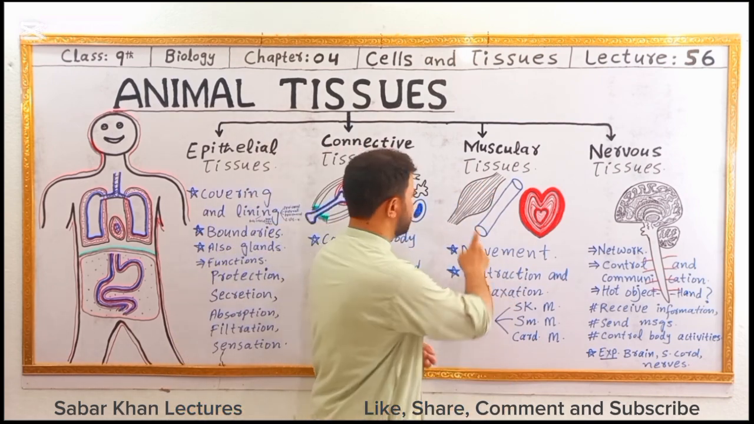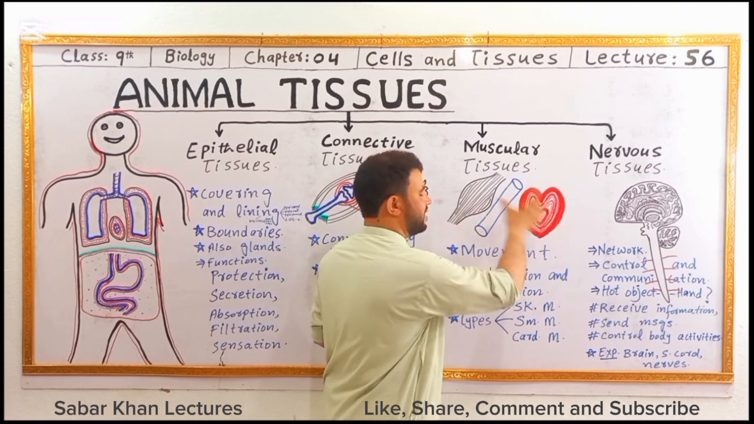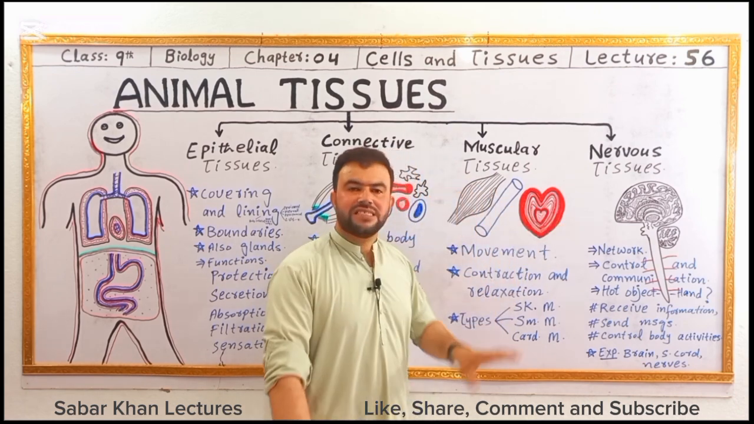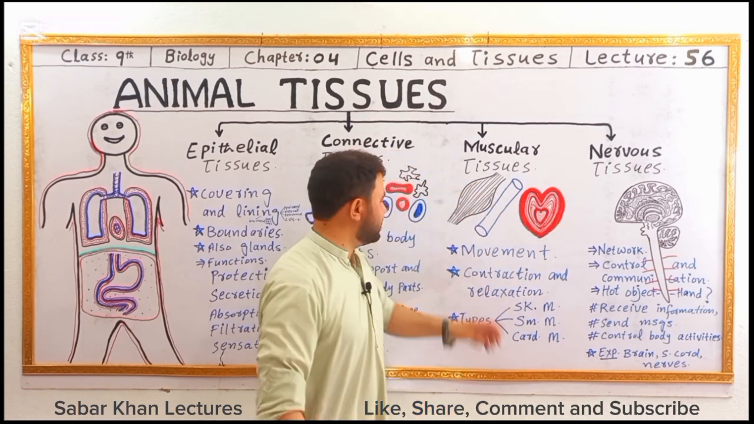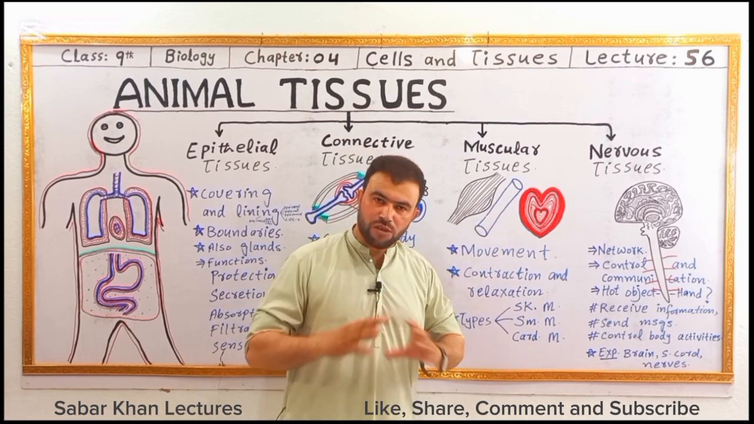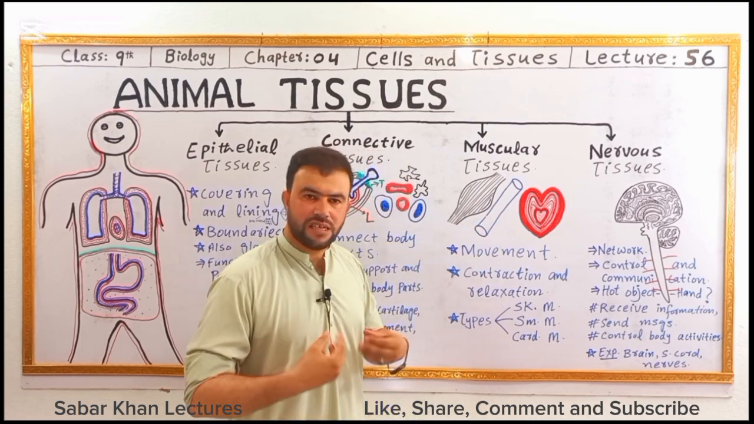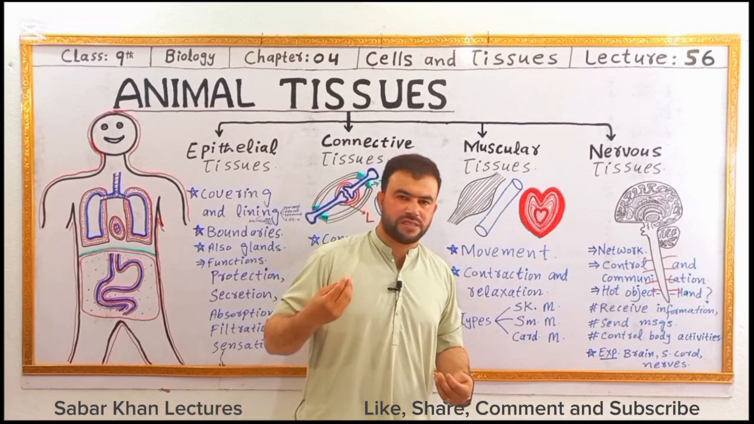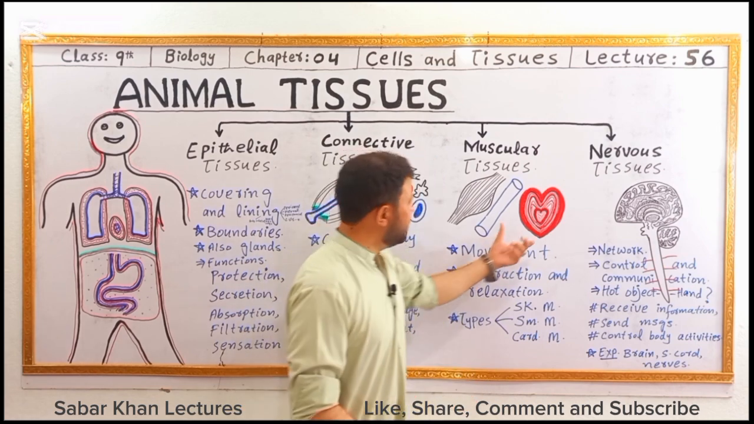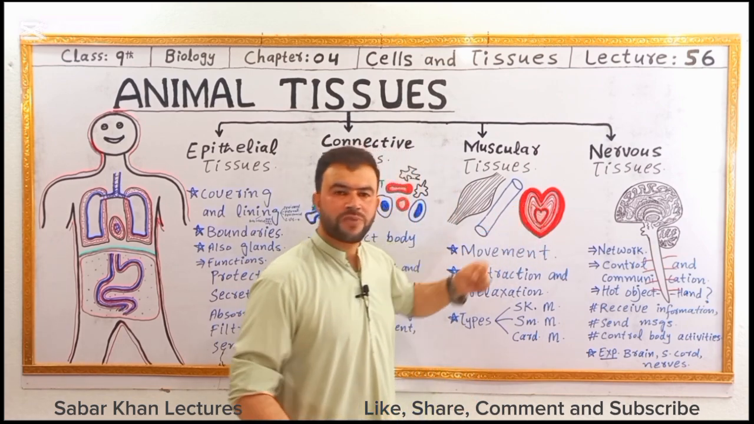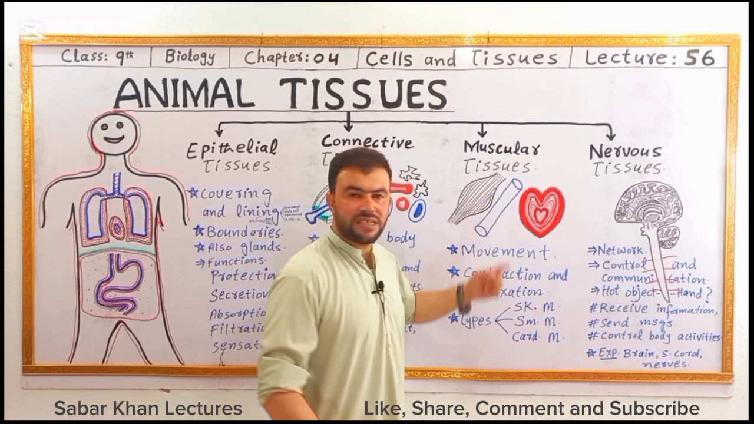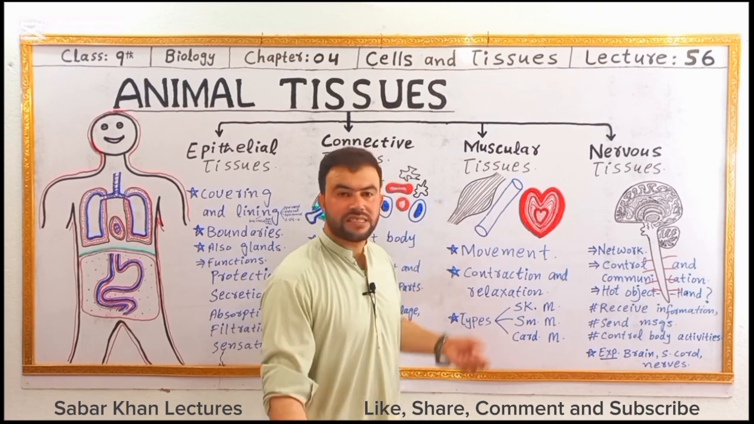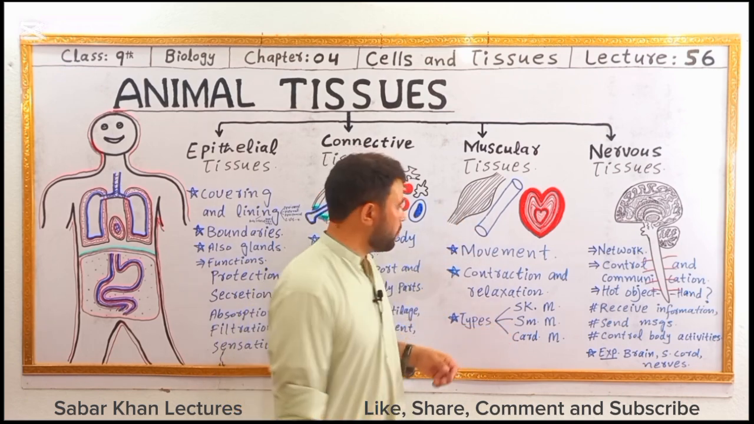The muscular tissues: skeletal muscles, smooth muscles, and cardiac muscles. Skeletal muscles are voluntary, connected to our skeleton. Smooth muscles are involuntary, that are present in the hollow organs, including the stomach, intestine, and blood vessels. And cardiac muscles are present in the heart. Cardiac muscles and smooth muscles are involuntary, while the skeletal muscles are voluntary, we can control.